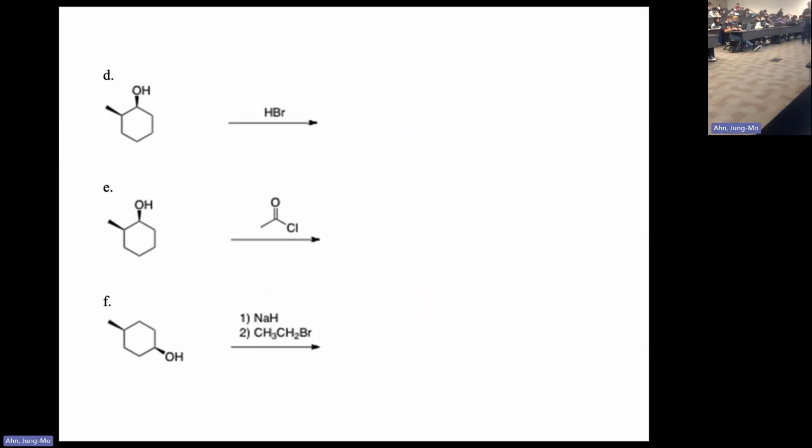This one, you've got strong acid. HBr is no doubt a strong acid. It will protonate the alcohol to water. Then water may leave, which leaves a carbocation right there. And then the bromide will capture the carbocation, and you make the bromination there.